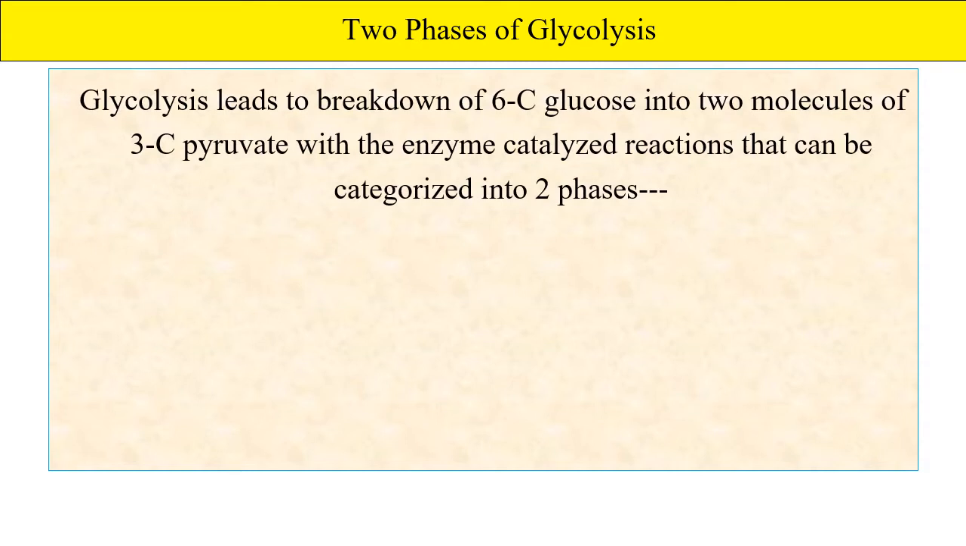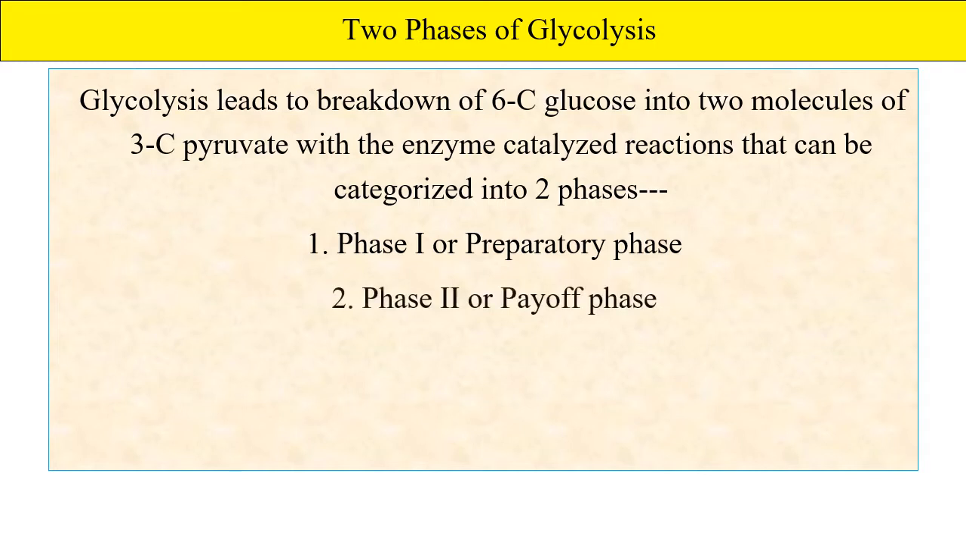In glycolysis, there are two phases through which one molecule of 6-carbon glucose is converted into two molecules of 3-carbon pyruvic acid, that is, phase 1 or preparatory phase and phase 2 or payoff phase.